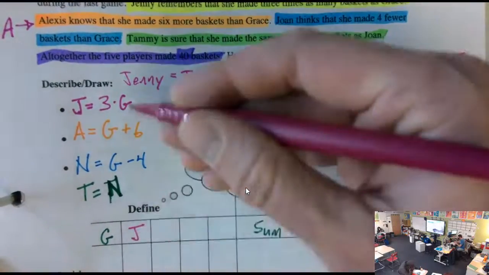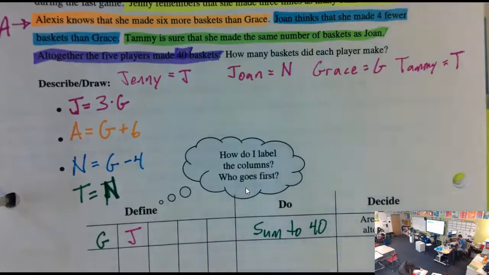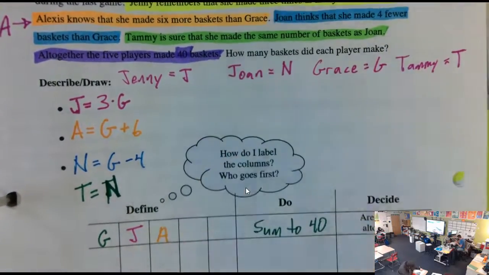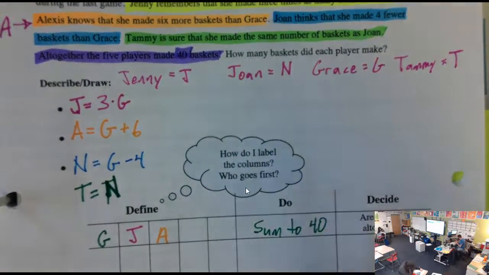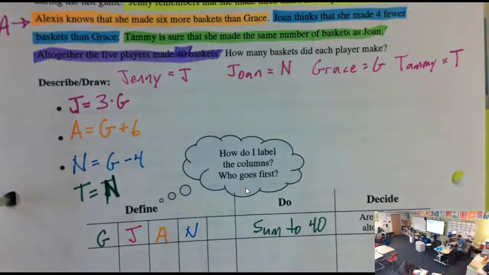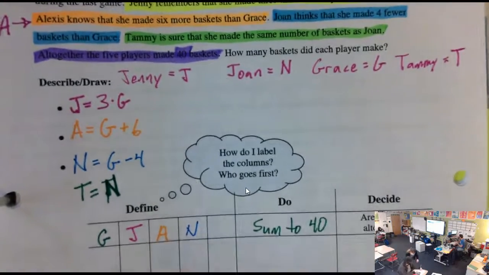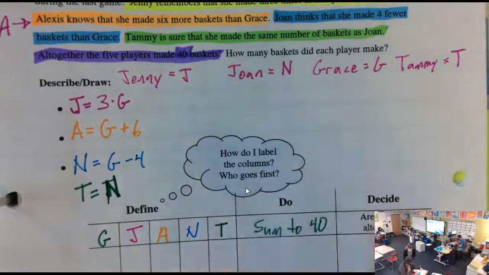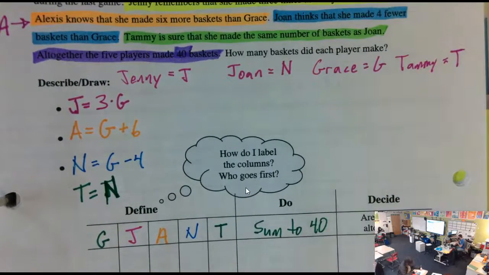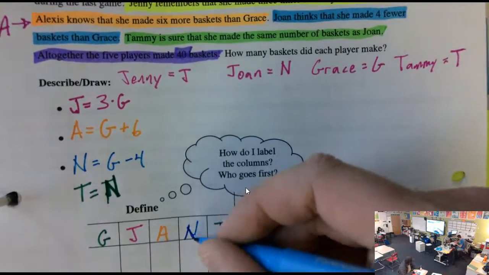3 times whatever Grace is. Then I would be able to figure out Alexis. Then I could figure out Joan. And Joan and Tammy are going to be the same thing. So my last 2 columns, if I make that Joan and Tammy, they'll be equal to each other. Keep playing with it. Just make sure that yours agrees with this.